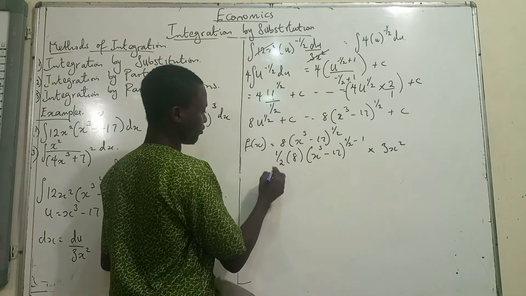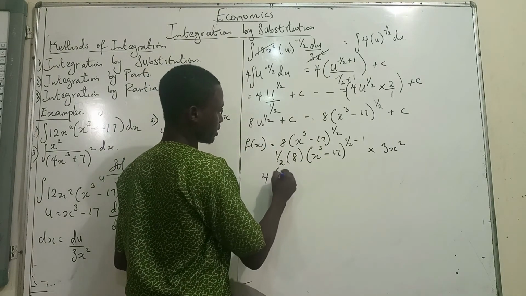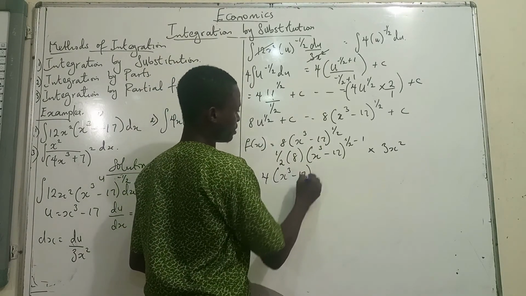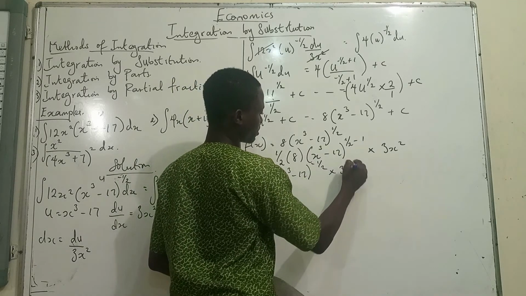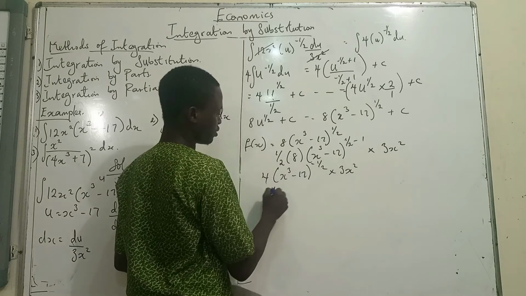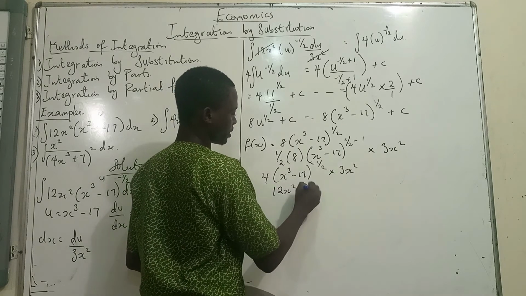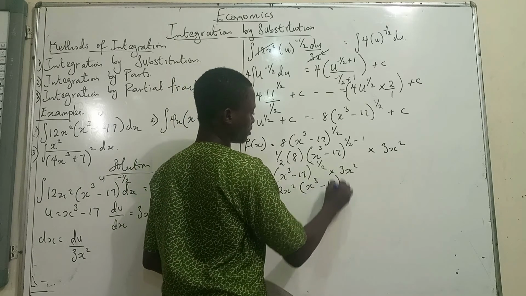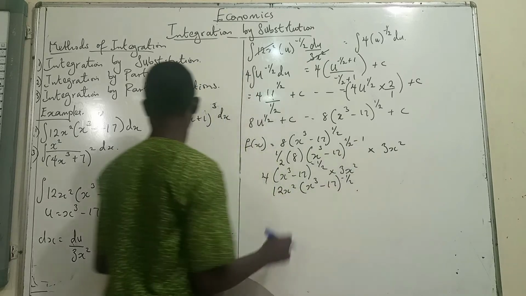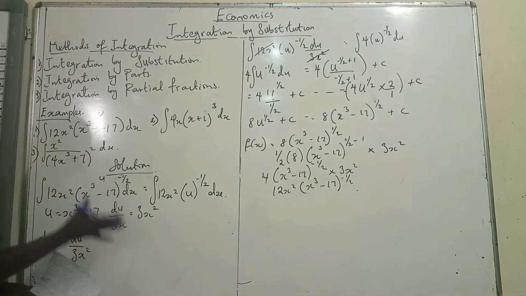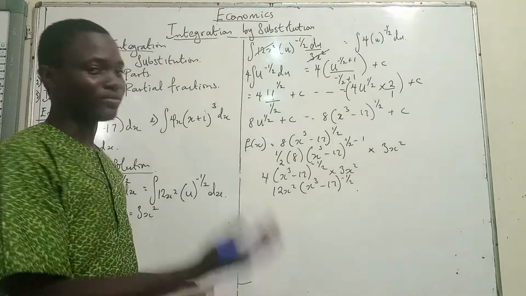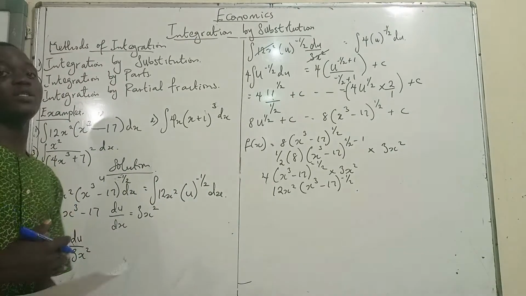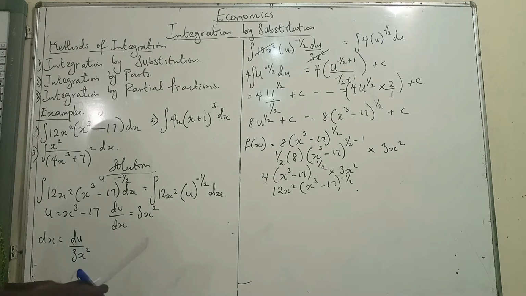Half times 8 is 4, so you have 4 into brackets x cubed minus 17. Half minus 1 is minus half, times 3x squared. 4 times 3x squared gives us 12x squared into brackets x cubed minus 17 raised to power minus half. Alright, so is that the same thing? We have it. So that's why we say integration is anti-differentiation, and we say that differentiation is anti-integration. Anyway, that's that about that.